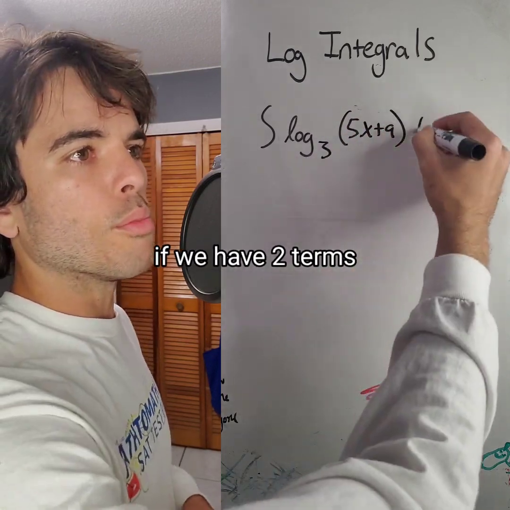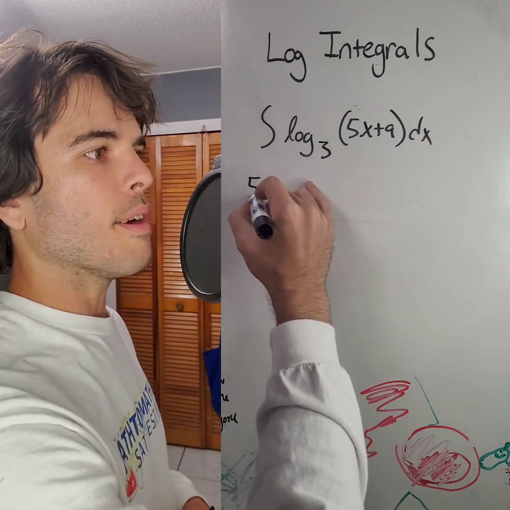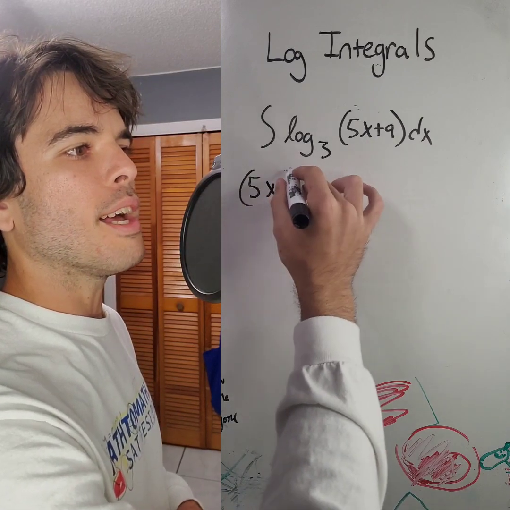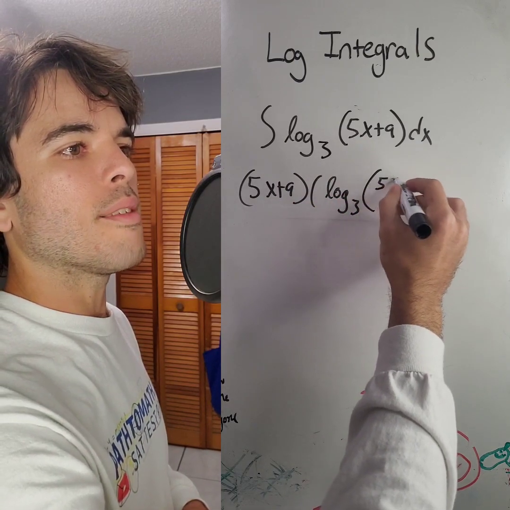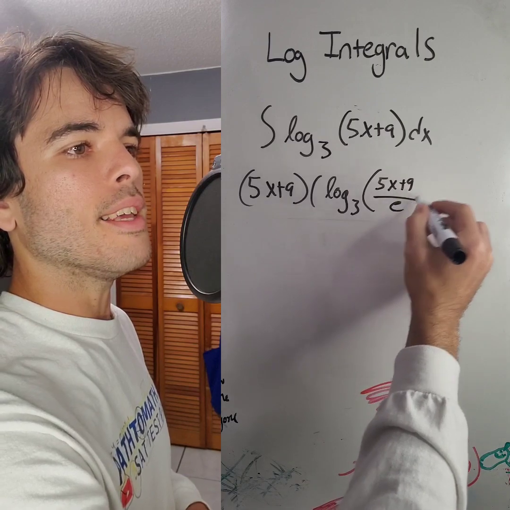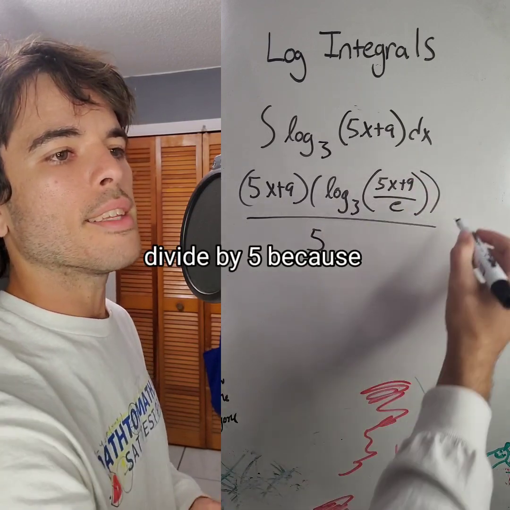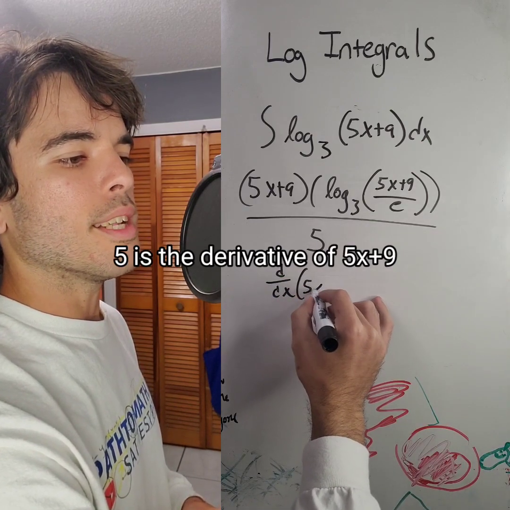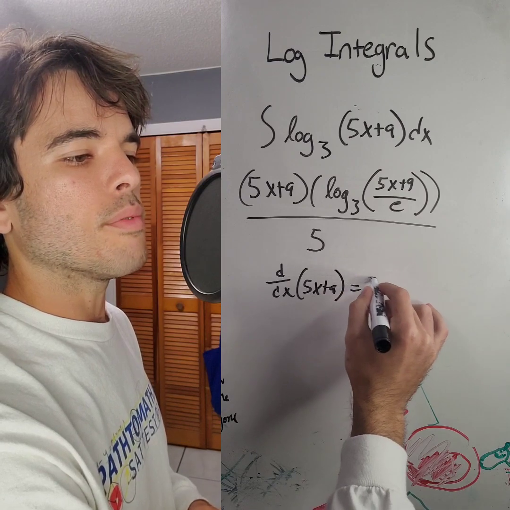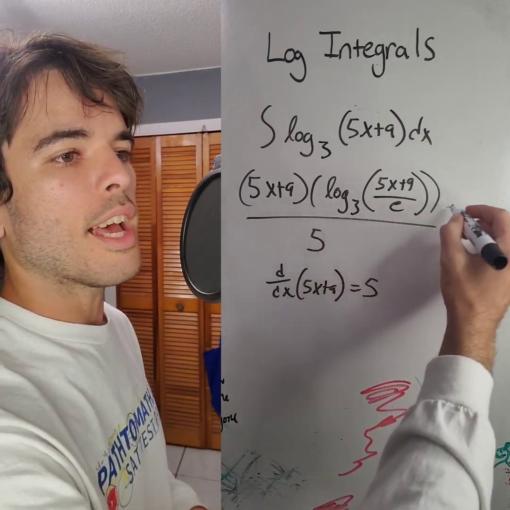Let's say we have two terms in our integral. It's all the same process, so follow along. We have 5x plus 9 being multiplied out front. Here's our log. We take the 5x plus 9 and divide it by e. And we divide all this by 5. Again, in this case, we have the derivative of 5x plus 9, but that's just 5. So in our denominator is the 5. So from here, I could just add the plus c.